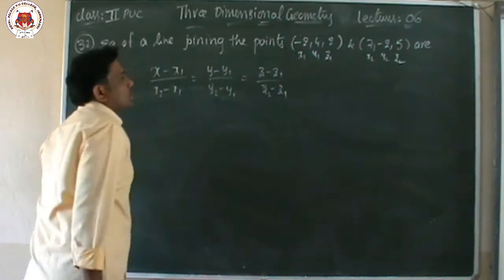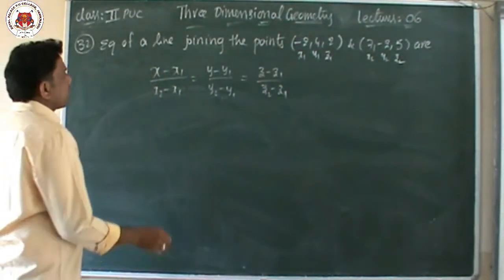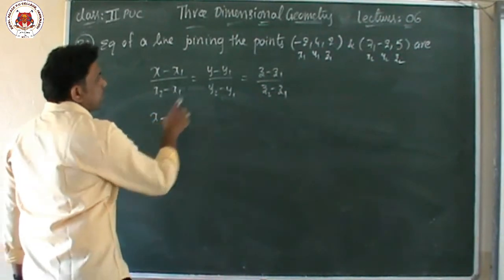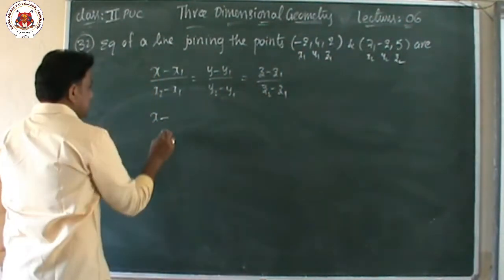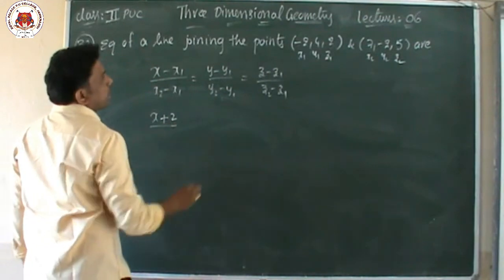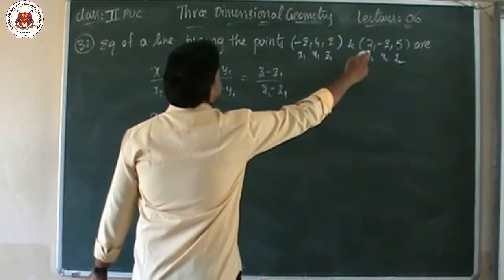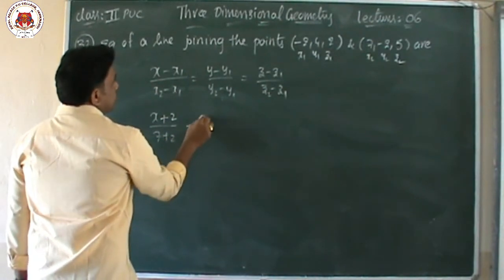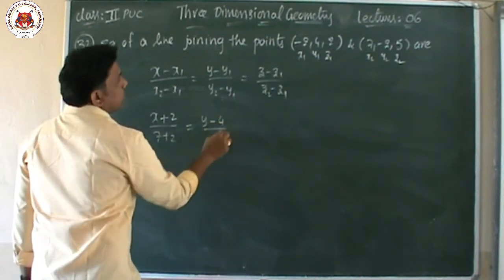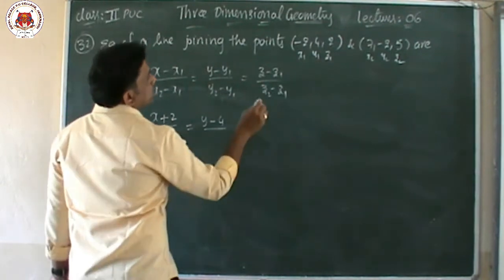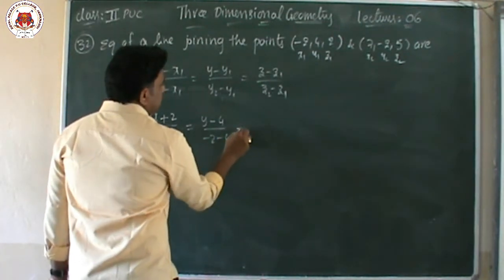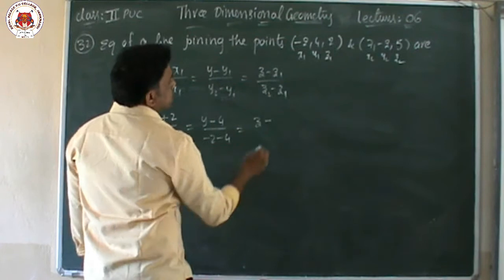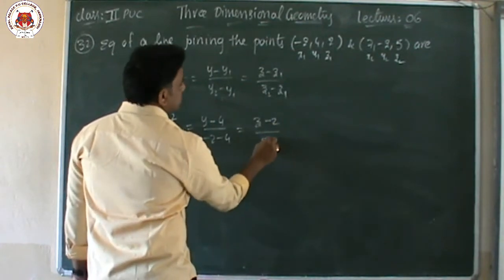This is the equation of a line passing through 2 points. So (x minus x1), here 1 minus, minus of minus is plus, so x plus 2, divided by x2 minus x1. x2 means 7, minus x1 means plus 2, so 7 plus 2, is equal to (y minus y1), which is y minus 4, divided by y2 minus y1. y2 means minus 2, y1 means minus 4. z minus z1 means z minus 2, divided by z2 minus z1.